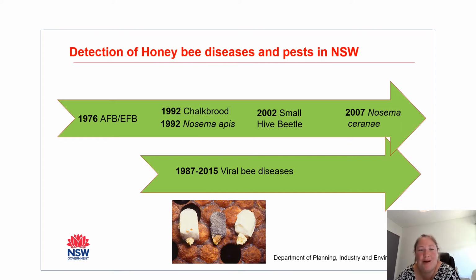Now, to bring it home a little bit closer to us, this is the timeline of detection of some of the diseases and pests in honeybees in New South Wales. So in 1976, AFB and EFB were detected in New South Wales. In 1992, chalkbrood and Nosema apis were detected. In 2002, small hive beetle was detected. And in 2007, Nosema ceranae was detected in New South Wales. Now, these are the bacteria and pests and other diseases that we work on in the microbiology laboratory, but between 1987 and 2015, a whole host of viral bee diseases was also detected.